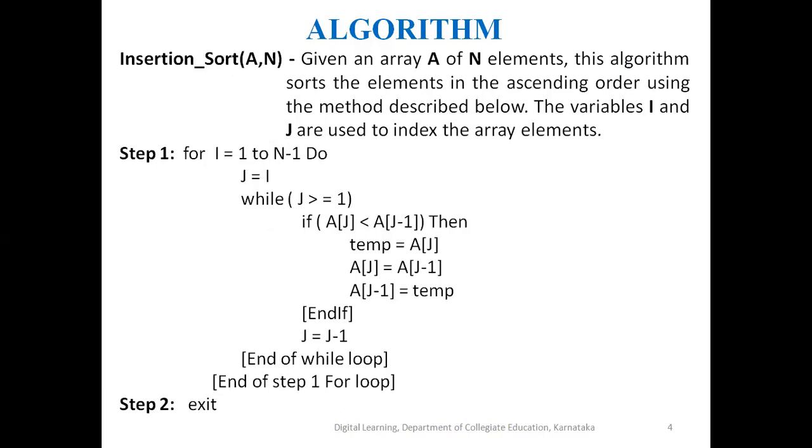Algorithm for insertion sort. The name of the algorithm is insertion sort. Given an array A of n elements, this algorithm sorts the elements in ascending order using the method described below. I and j are used to index the array elements. In step 1, for I is equal to 1 to n minus 1, do. Inside the I loop, we have j is equal to I.